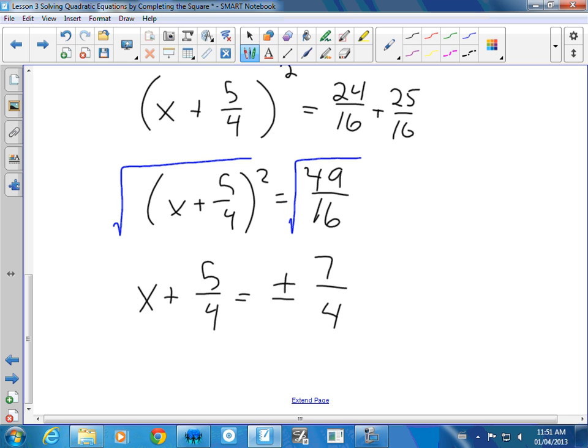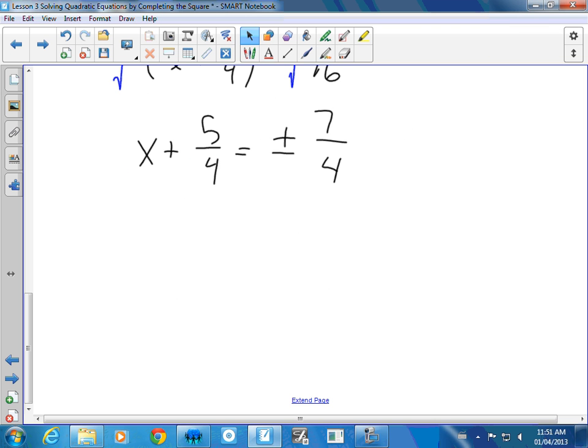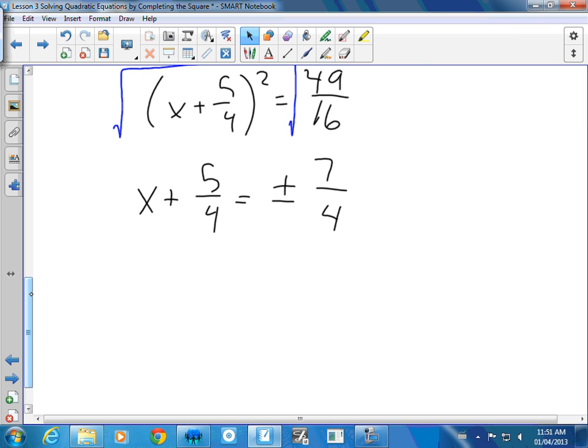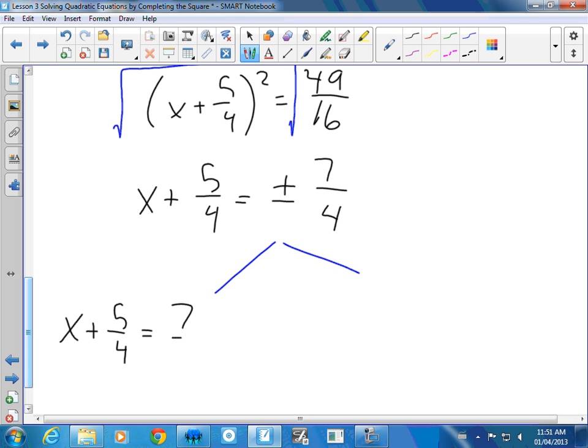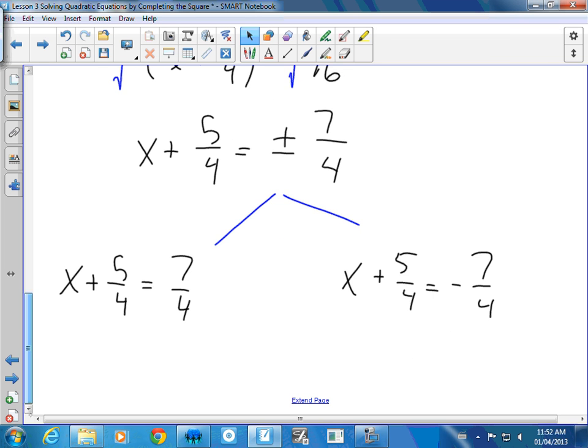Now, if we did this correctly, we know our answer is going to work out to, what was it again? Negative 3.5, right? Let's find out. So what do we do with both these? Split them, right? One's positive, one's negative. So one of them is x plus 5 over 4 equals 7 over 4, and one is x plus 5 over 4 equals negative 7 over 4. Those are our 2 possibilities.